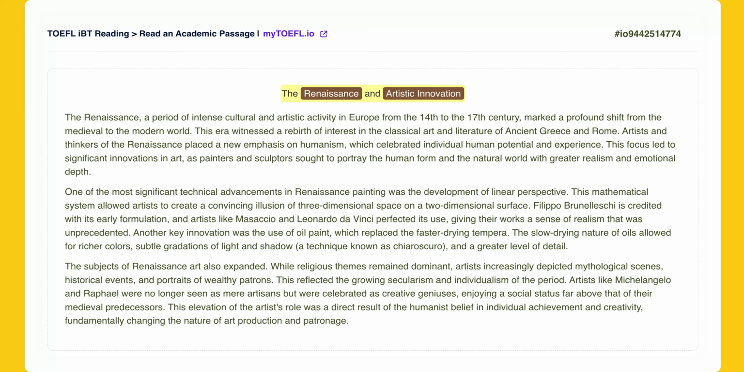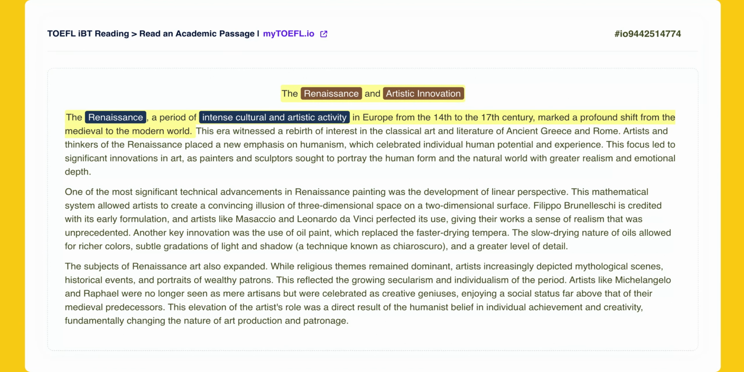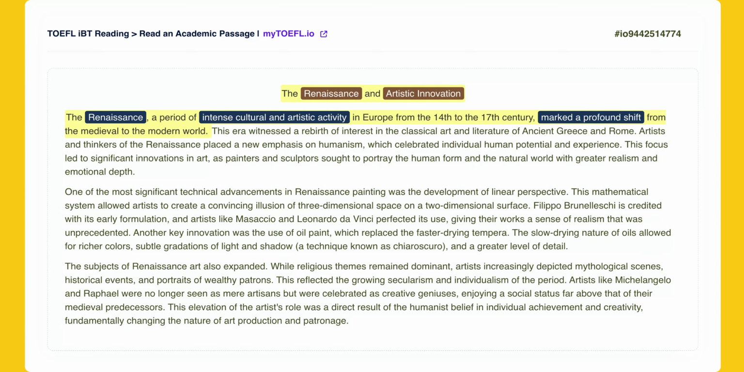The Renaissance, a period of intense cultural and artistic activity in Europe from the 14th to the 17th century, marked a profound shift from the medieval to the modern world. This opening sentence sets the stage perfectly. It describes the Renaissance as a time of intense cultural and artistic activity. Most importantly, it tells us this era marked a profound shift toward the modern world. This indicates that the passage will compare new ways of doing things against older, medieval traditions. This shift is a major theme.